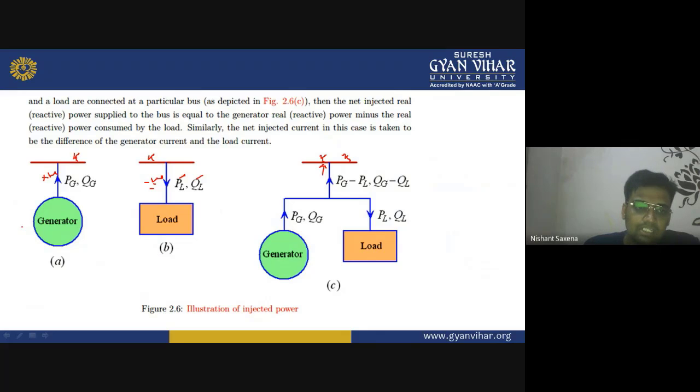When we consider the generator, the power is supplied towards the bus and it is taken as positive. In the case of the load, the power flows from the bus to the load, moving away from the bus. That's why it is taken as negative. And in this case, the net difference will be taken as positive towards the bus.